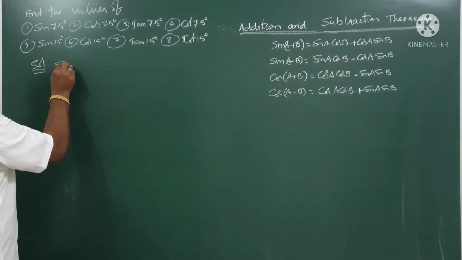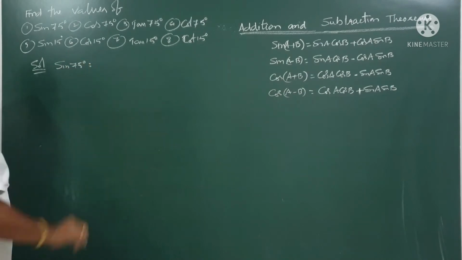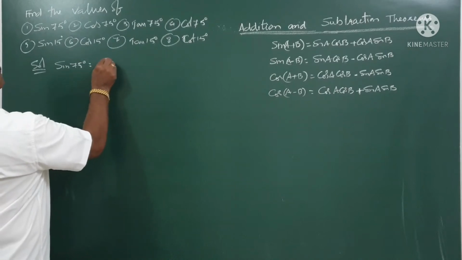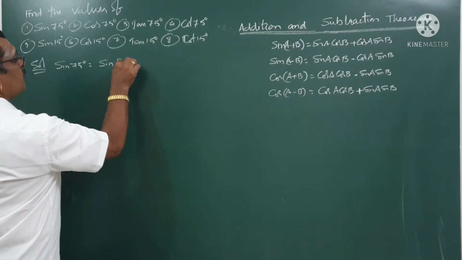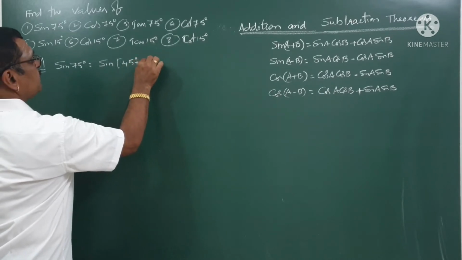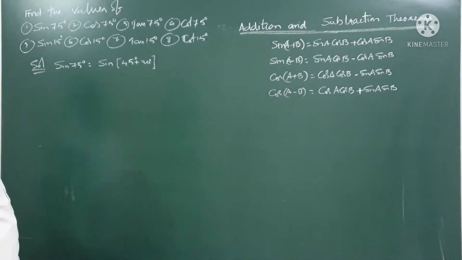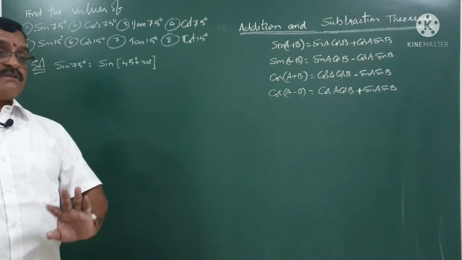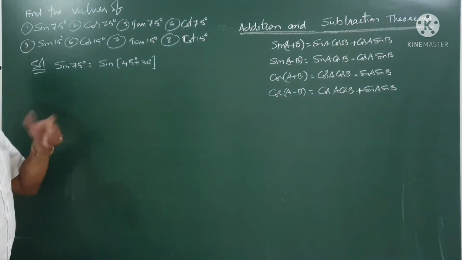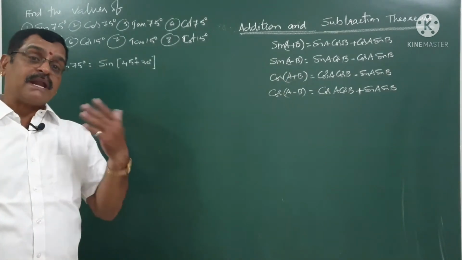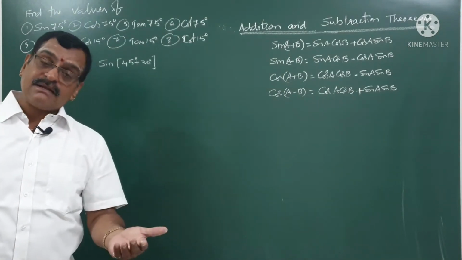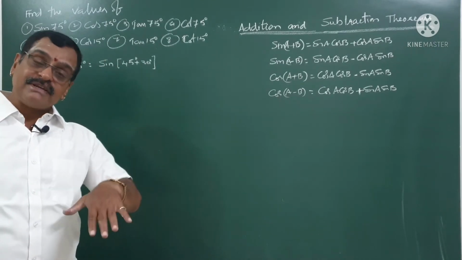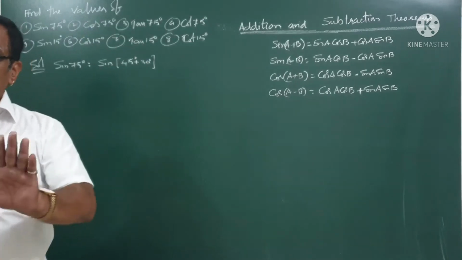Sin 75. Now sin 75, how can we do it? Very simple. I write 75 as 45 degrees plus 30 degrees, because I know sin 45, sin 30, cos 45, cos 30. That means whenever we need to find the value of a trigonometric ratio for an angle, you have to express that angle as a sum or difference of known angles for which trigonometric ratios are known. This is the method.